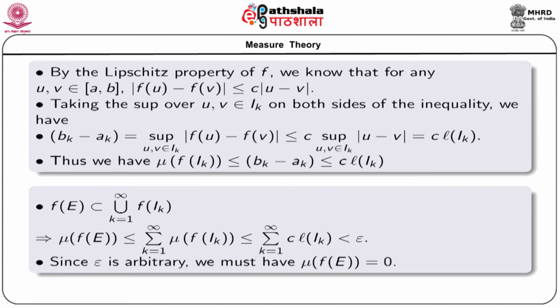Now, since epsilon is arbitrary, this shows that f(E) is a set whose Lebesgue measure is less than any small positive number, however small we take it. So, we must have mu of f(E) equal to 0, and this shows that f takes a Lebesgue measurable set of measure 0 into a Lebesgue measurable set of measure 0.